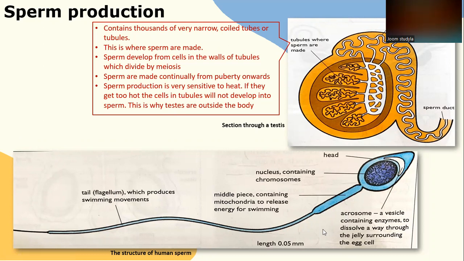If you look at this diagram, the structure of a human sperm, we have a tail with a flagellum, which produces swimming movement. Moving forward, you can see the middle piece containing mitochondria to release energy for swimming. Near the head, and in the center of the head, is the nucleus containing chromosomes. And this is the head, the bigger part. At the front is a vesicle containing enzymes to dissolve a way through the jelly surrounding the egg cell.